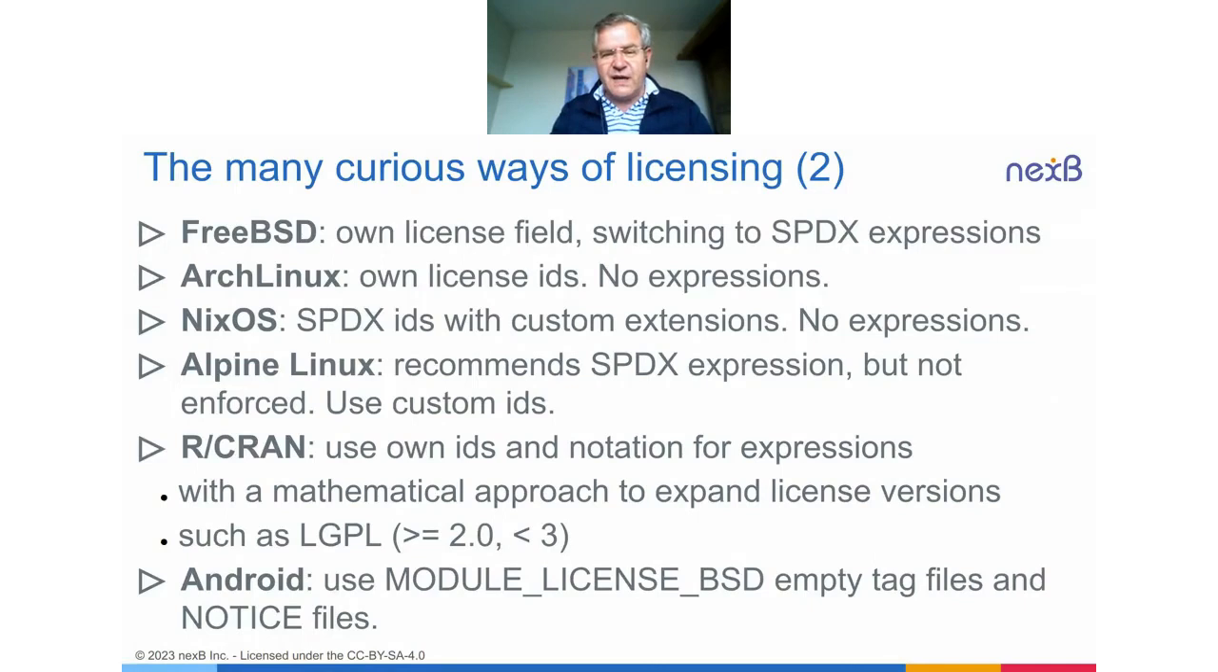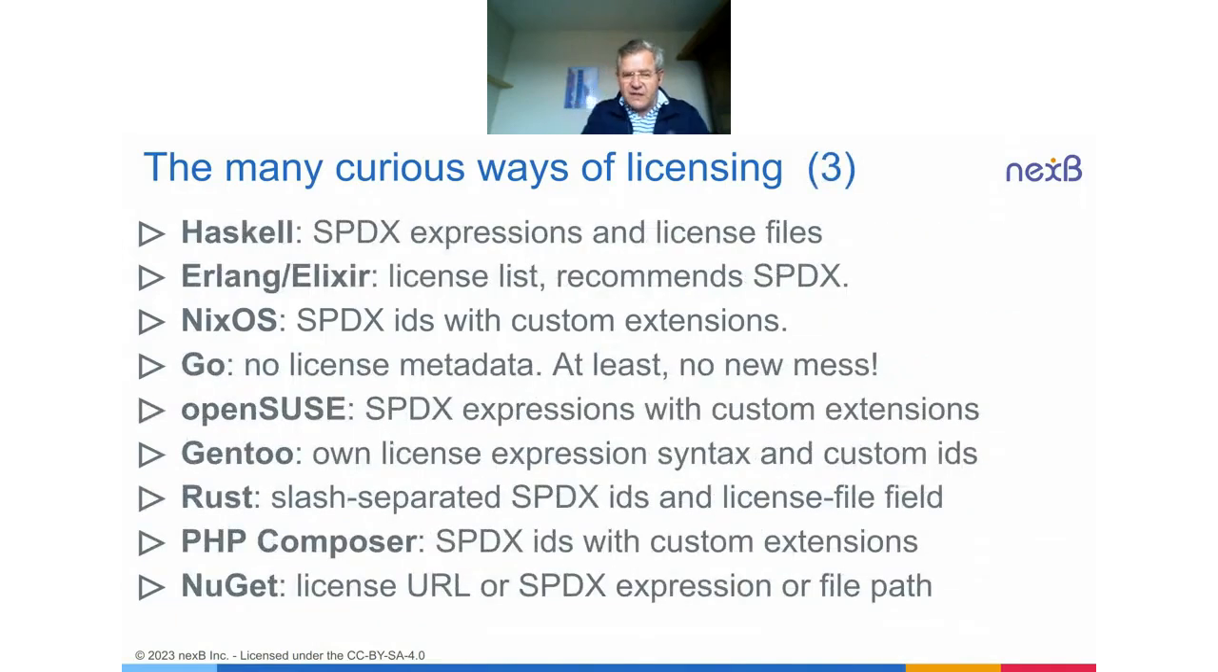Some distros are using their own ways and own license IDs. FreeBSD more recently is switching progressively to using SPDX license expressions. Popular container OSes like Alpine recommend using expressions from SPDX, but they're not enforced. And remember, each time you don't have enforcement of a convention, it's likely people will not comply or will not use this convention consistently. It's all over the map.